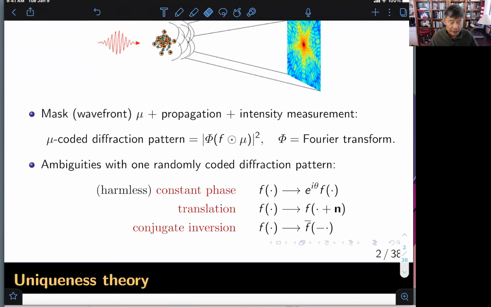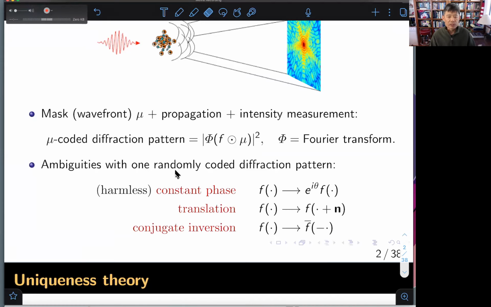Coding is very important in this problem. Okay, so what will you do if you have one randomly coded diffraction pattern? This has been done a while ago. If you have one randomly coded diffraction pattern, I will specify what random means more precisely later. You don't have to have that. This is just for theory, for the proof of the uniqueness theory.